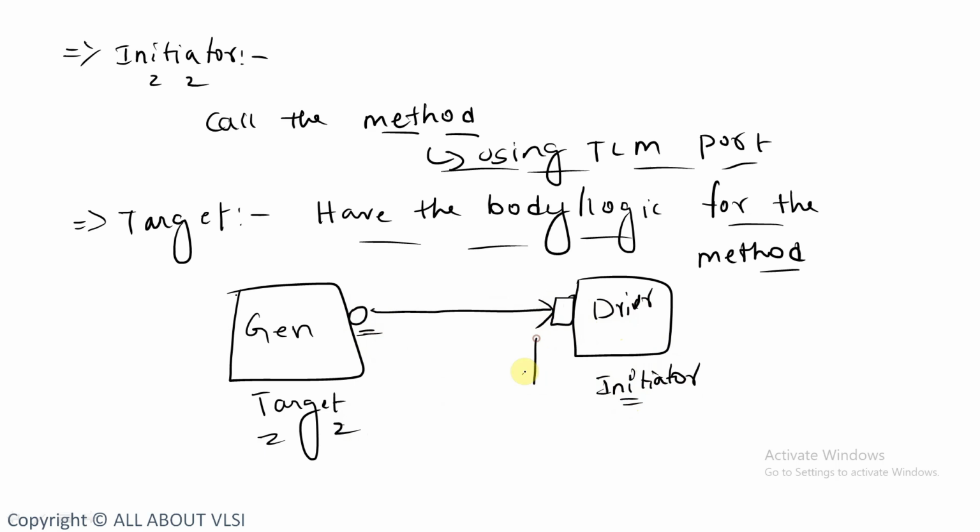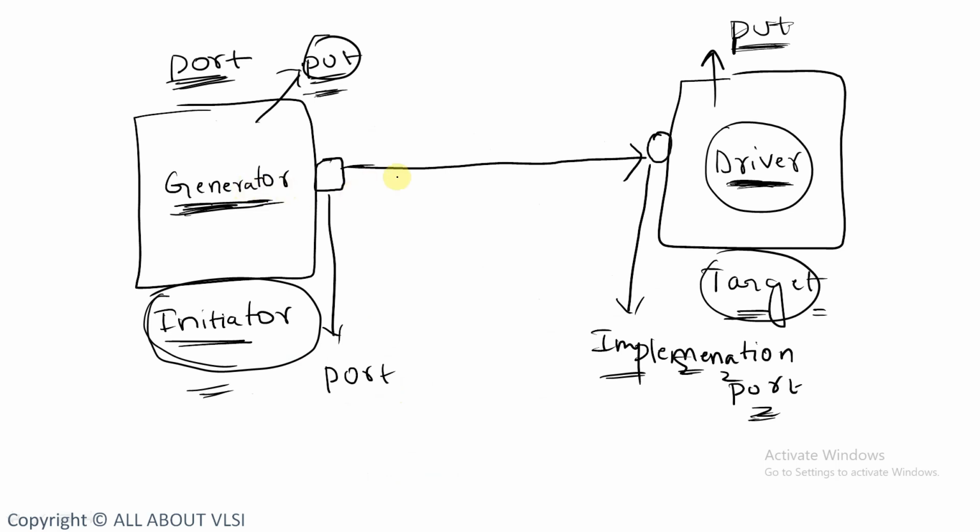In this particular case, we are using get port, and here we are using get underscore implementation port. Here basically we are pulling the data from the generator, and in the put case we are pushing the data from the generator. So these are the two differences between your put port and get port. The get port method we will see in our next session.